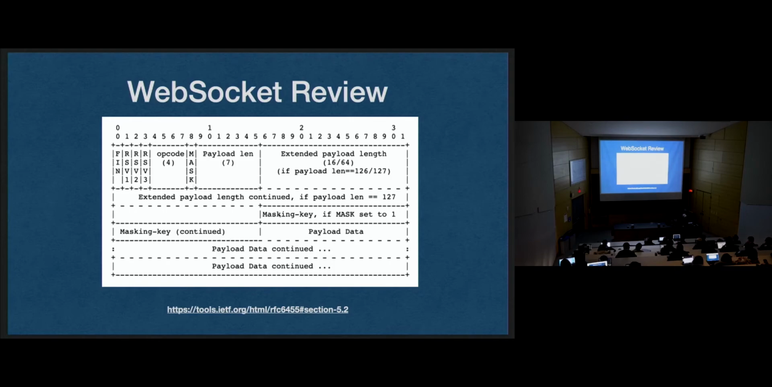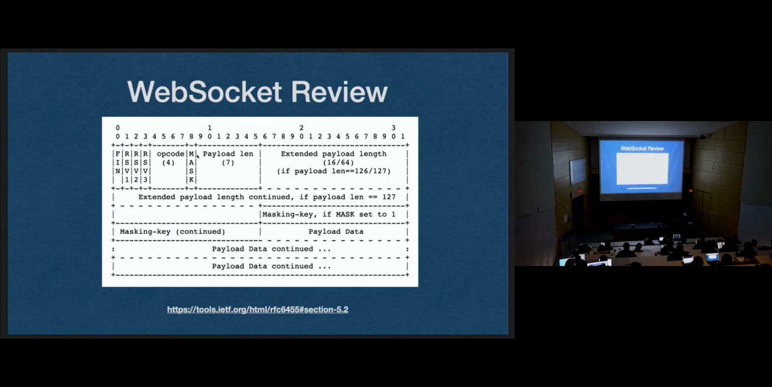If this is 1, then there is a masking key of 4 bytes. If this is 0, there's no masking key. So when you're receiving frames, this will be 1, and you need to read the key. When you're sending frames, this is 0, and this doesn't exist at all. You just go directly to the payload. Those 4 bytes don't exist at all.